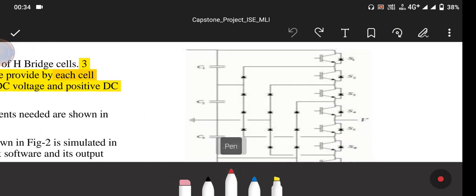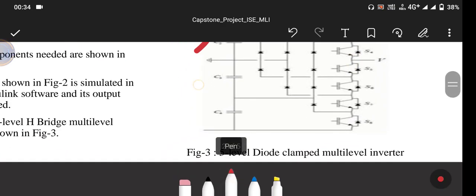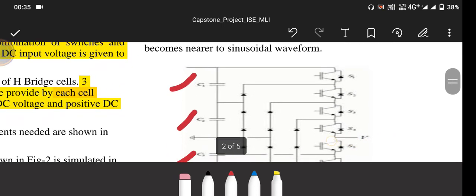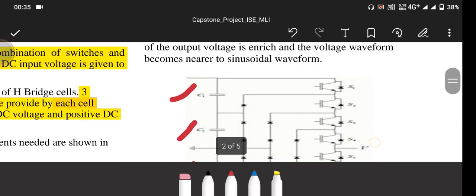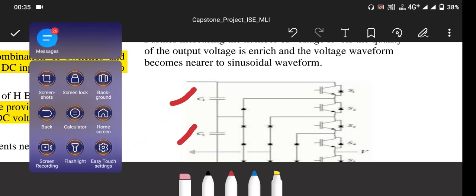Here you can see this one capacitor, this is another capacitor, this is another capacitor. By using these capacitors we can divide the voltage across every switch, or we can say across every cell, so that we can get multiple levels in the output waveform.